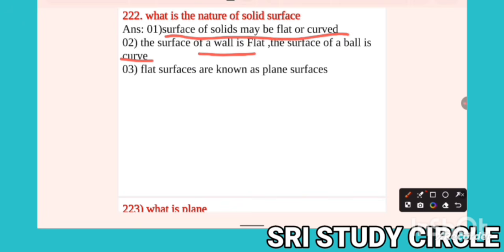Flat surfaces are known as plane surfaces. Curved surfaces are known as curved surfaces. Right. Now next question.